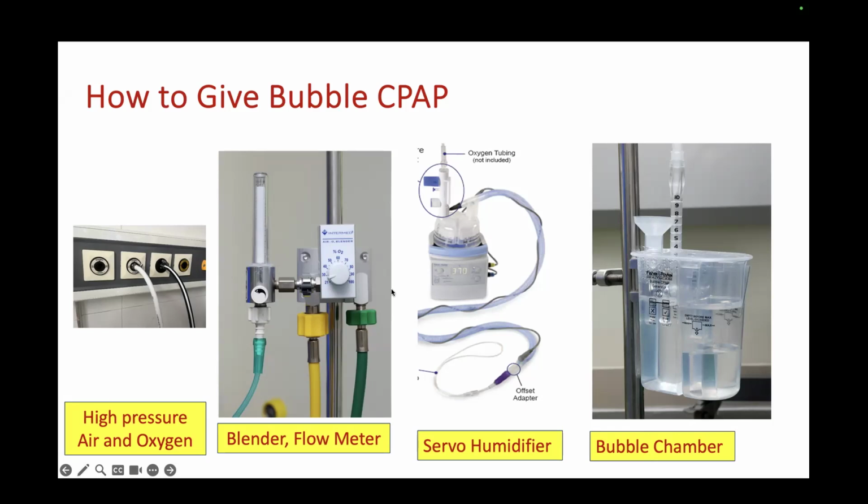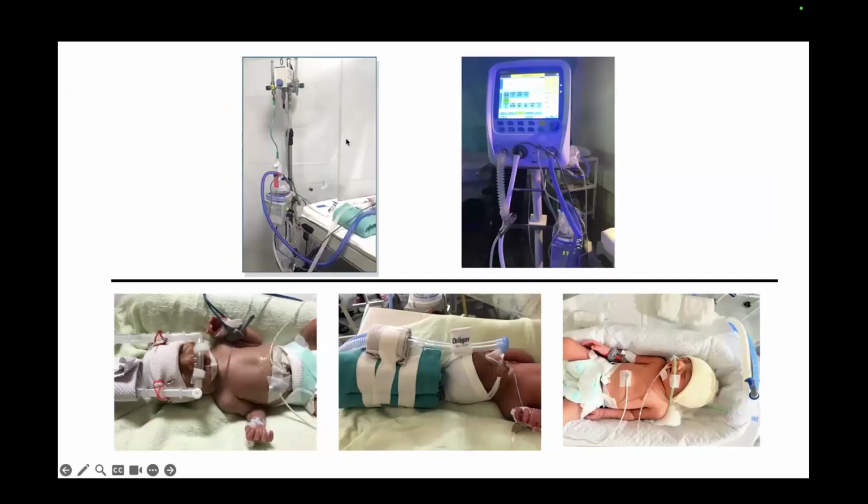All of them are equally important for delivering CPAP optimally for any newborn with respiratory distress. You can also give Bubble CPAP with a ventilator, but as I said, it is ideal to give Bubble CPAP with a Bubble CPAP machine. You can use either nasal prongs or mask or Ram's cannula to deliver Bubble CPAP.